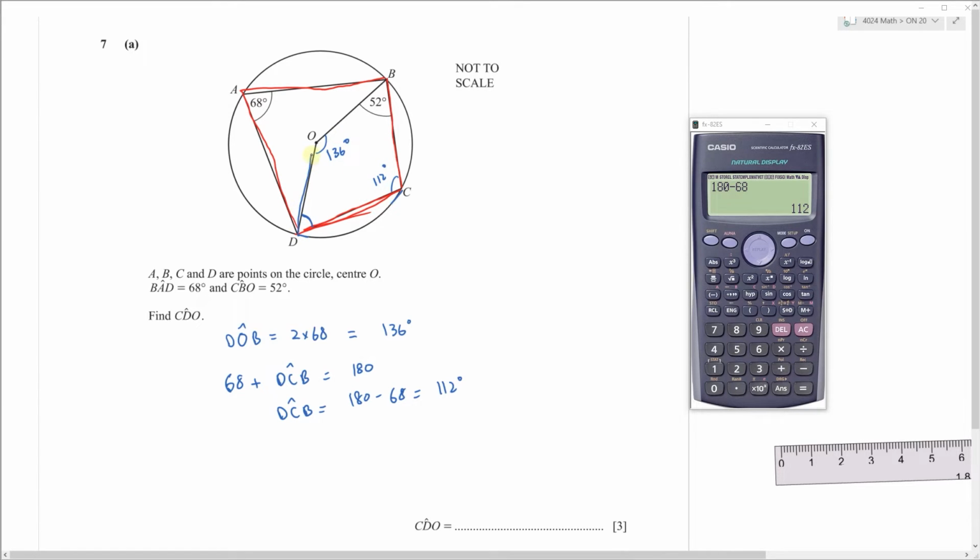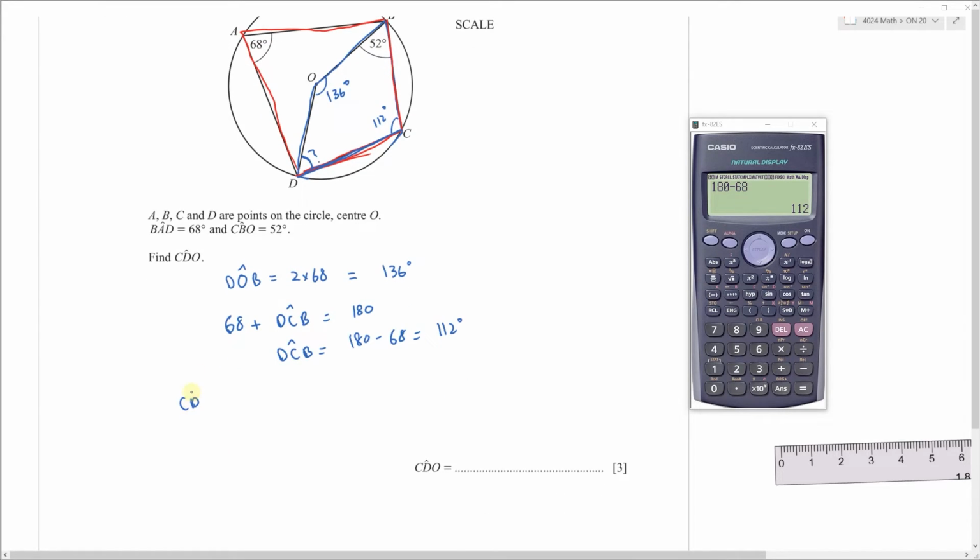Now I can use this quadrilateral DOBC. This is the only unknown angle, CDO. So CDO plus 136 plus 52 plus 112 is 360°. So angle CDO will be 360 minus the sum of these. Let's add these: 136 plus 52 plus 112 is 300. So CDO will be 60°.